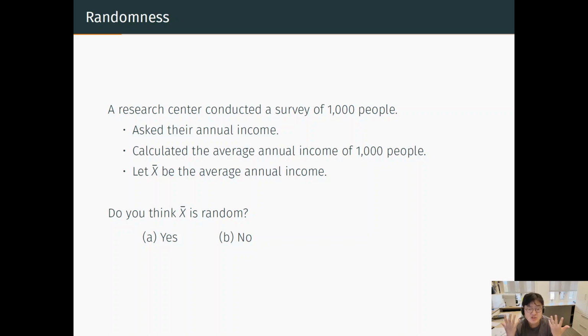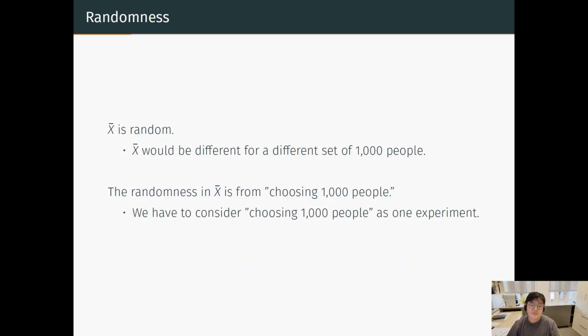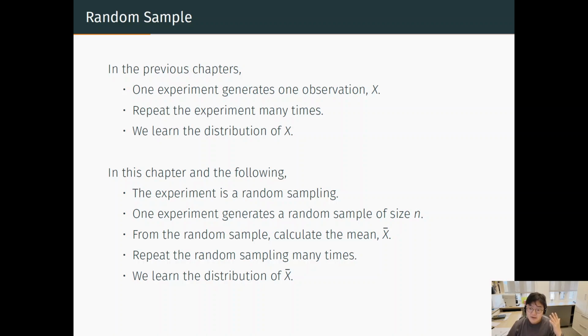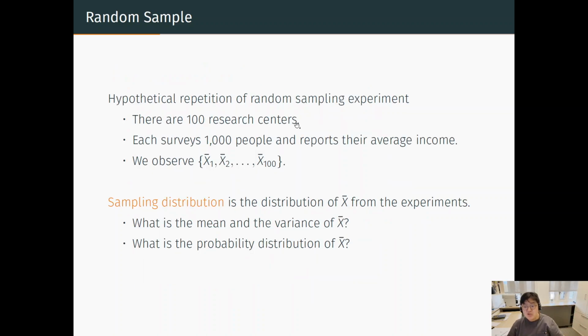So what we imagine is there are an infinite number of research centers and they do their own independent survey and report their own average annual income, and the reports would be different. How would they behave? What would be their distribution? That is our setup. So we are expanding, generalizing our setup, not just a single random variable, but a bunch of random variables together, and repeating that together.